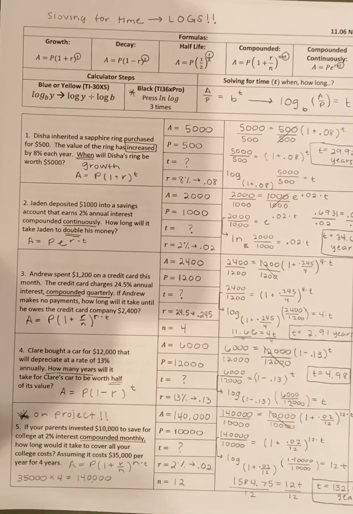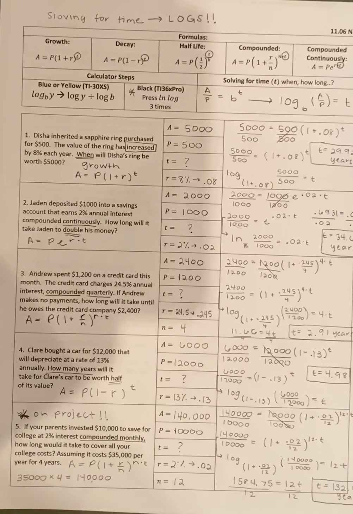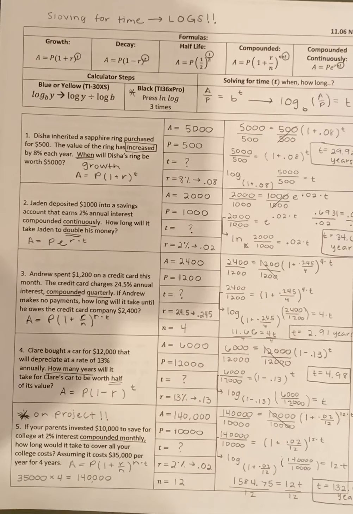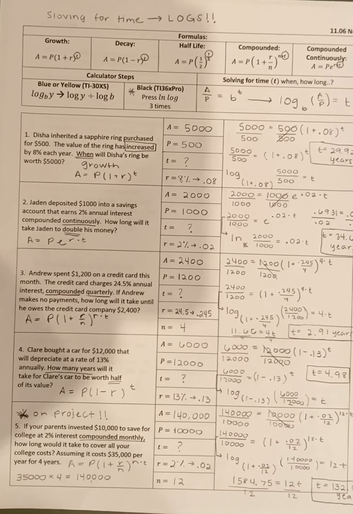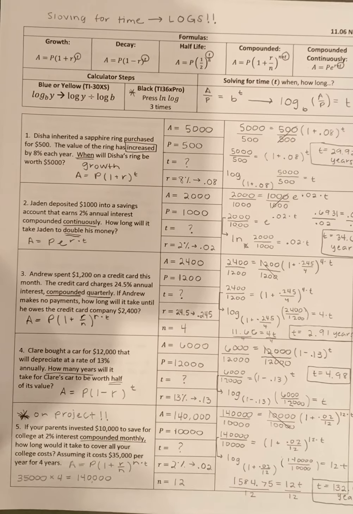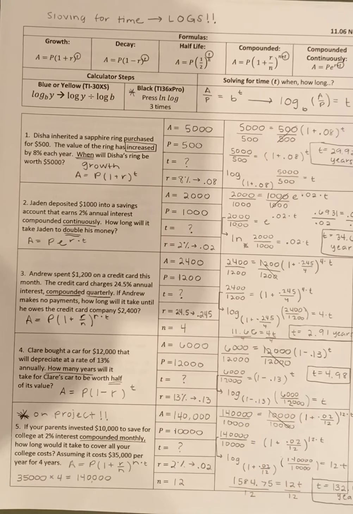And when you guys do this on your project, it's going to be an answer that's huge. So I wanted to kind of make it look similar, because I don't want you to think just because it's a huge number that it has to be wrong. It's going to take a long time for $10,000 to turn into 140,000 at an interest rate of 2%. That's just what happens. It just takes a long time for that to happen.